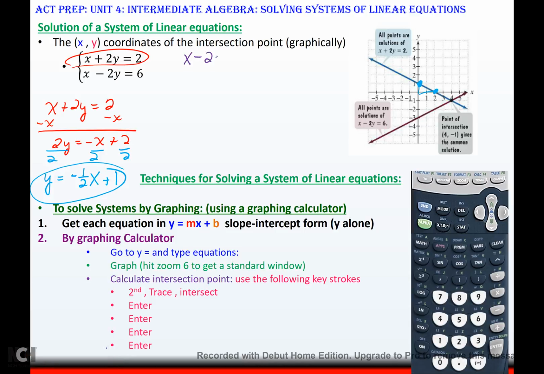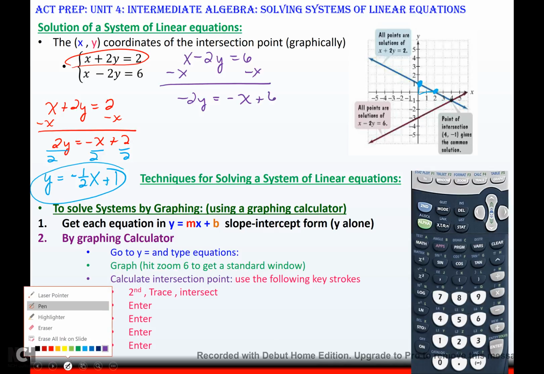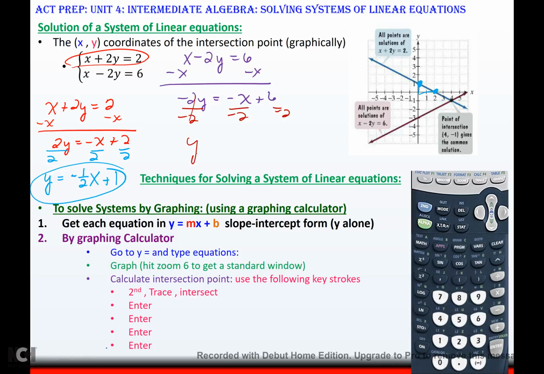Then I'd get my second y alone. So I take my second equation, x minus 2y equals 6, and get y alone. So minus x, negative 2y equals negative x plus 6. Divide by negative 2, and I get y equals positive 1/2 x minus 3. So that one's going to start at negative 3 and then go up 1 over 2, and they graph it. They intersect right there, so my point of intersection, my solution, would be the coordinates of that intersection point, which are 4, negative 1.